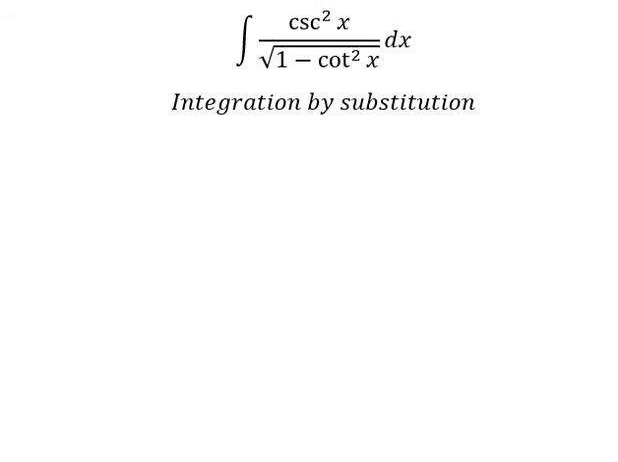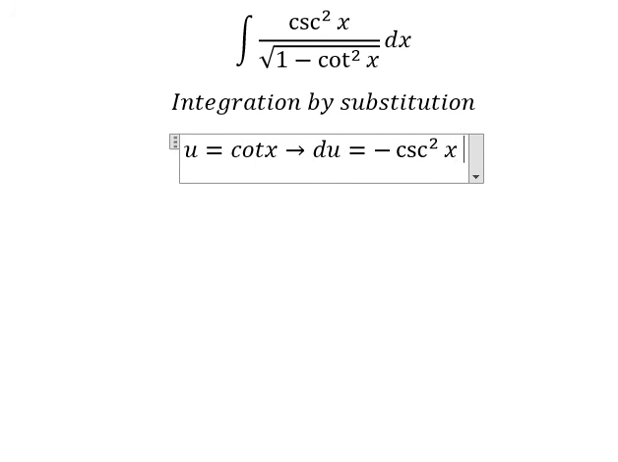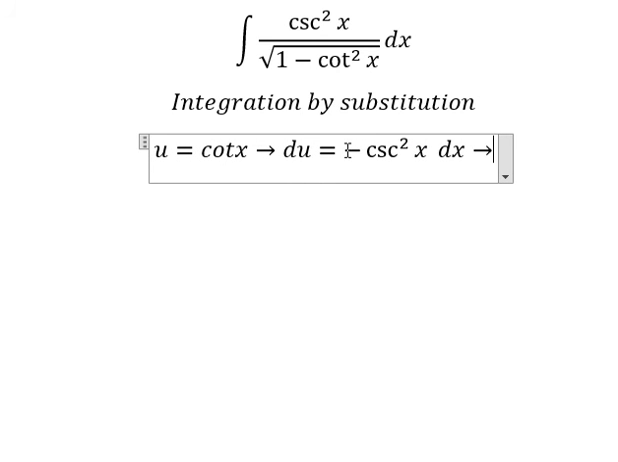So I will put u equals cosine x. So if I first take the derivative of both sides, we have du equals negative cosecant squared x dx. Because we don't have the negative sign in here, we put a negative next to du.